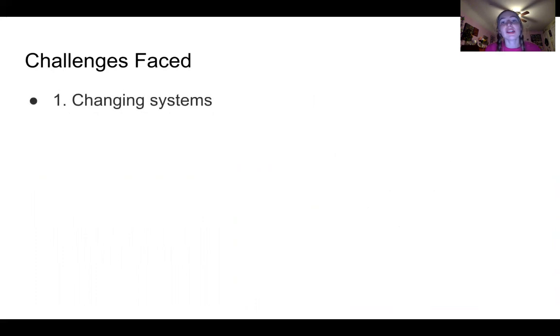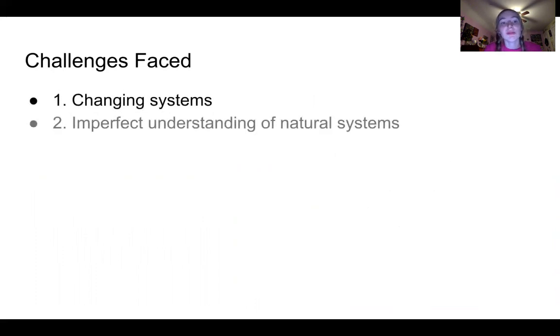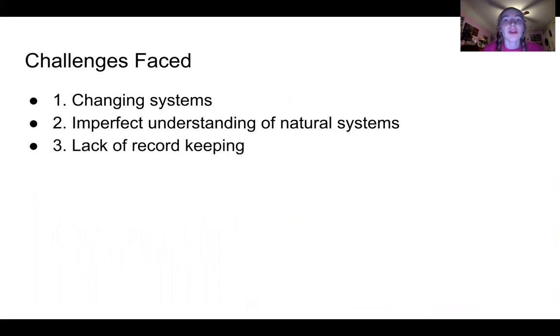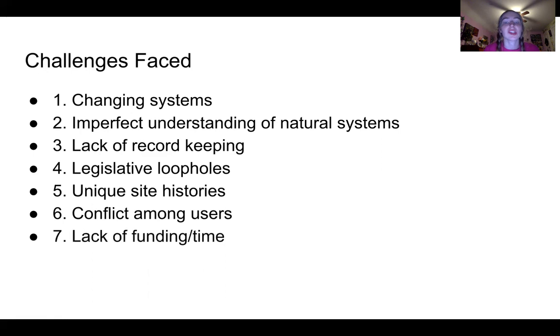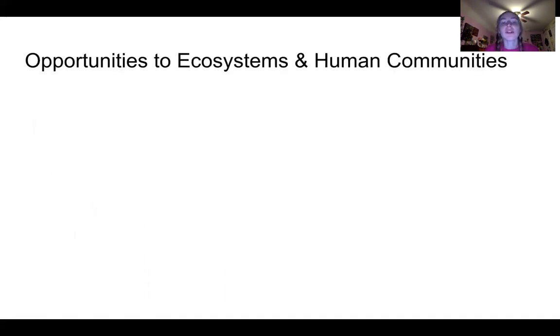Some challenges faced in restoration are changing systems. We have an imperfect understanding of natural systems, so we can't really restore completely. We have a lack of record keeping over decades and time periods and centuries. There are lots of legislative loopholes you have to go through. There are specific unique site histories for every restoration. There could be conflict among users of what they want the end process to be or how they want a section to be used. And a lot of times there's a lack of funding and or time or both to complete the project.